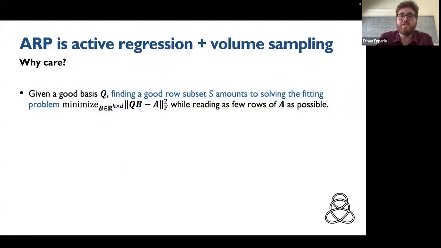All right, so let me summarize what we've done at a more conceptual level. Given a good basis matrix Q with orthonormal columns, finding a good subset S of rows amounts to solving a fitting problem where I'm trying to make Q times B as close as possible to A while reading as few rows in the matrix A as possible.